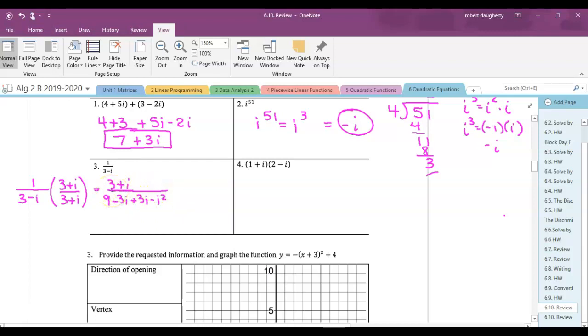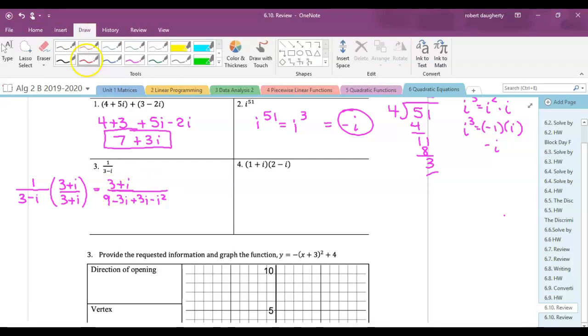Okay, and then I just got to combine things. The nice thing about that is by design, those two middle terms go away. So this is 3 plus i over 9 minus, what did we say i squared was? That's negative 1. So this becomes 3 plus i over 10. To write it in the form a plus bi, this is 3/10 plus i over 10. Okay, that is my final answer there.